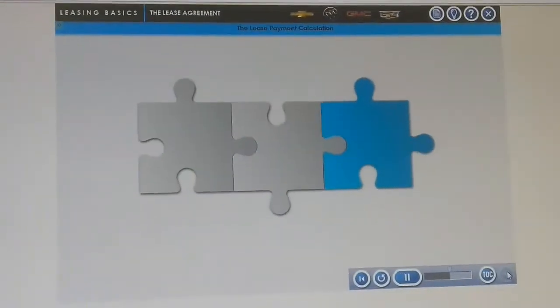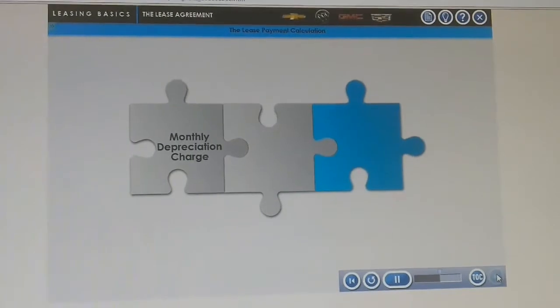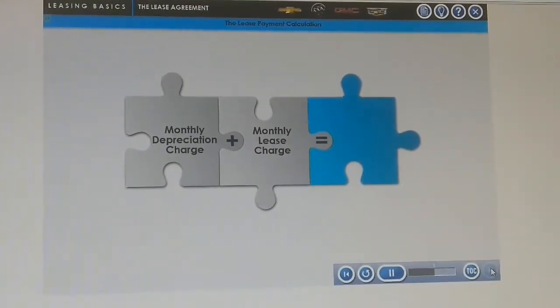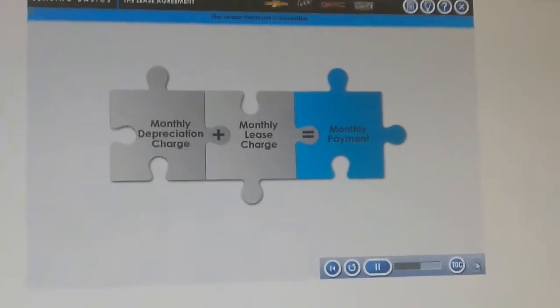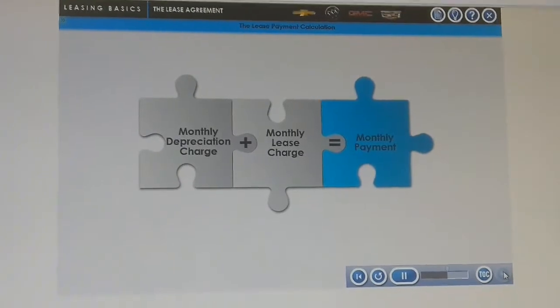In principle, a basic monthly lease payment calculation is fairly simple. Just take the monthly depreciation charge and add it to the monthly lease charge. The sum equals the monthly payment. Let's take a closer look at the first 2 parts of the equation to see exactly how we determine the monthly payment.